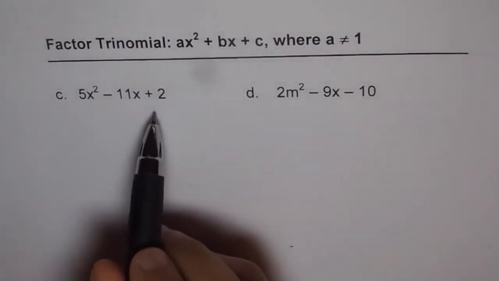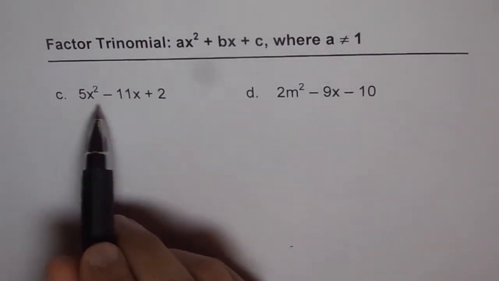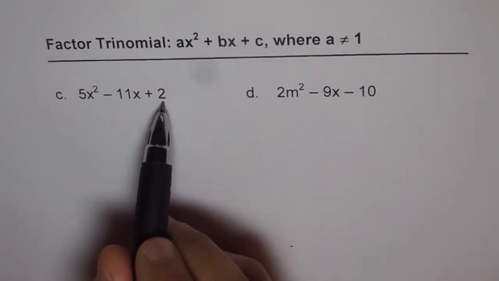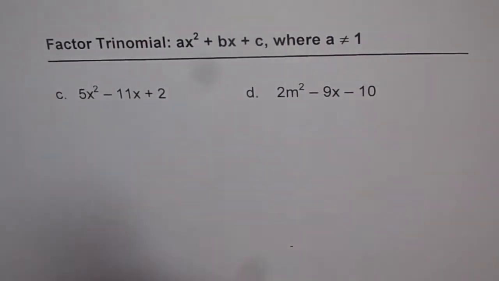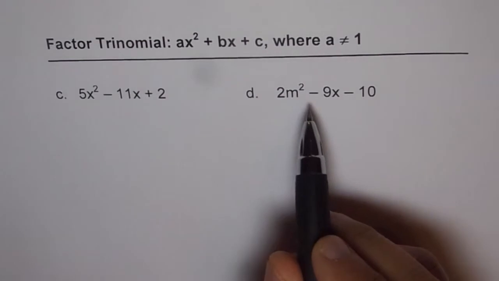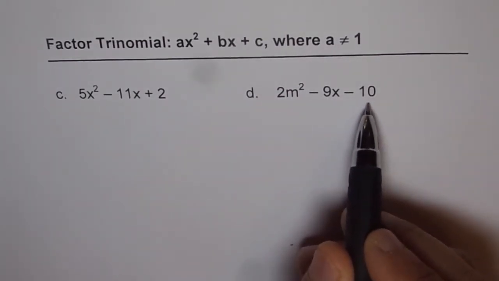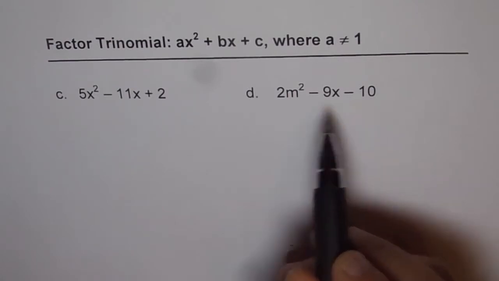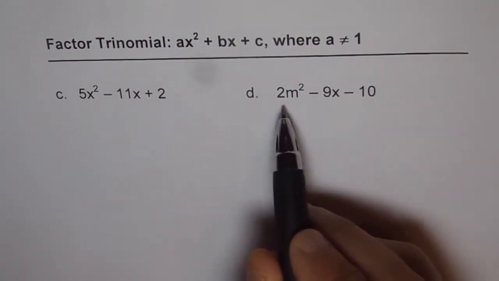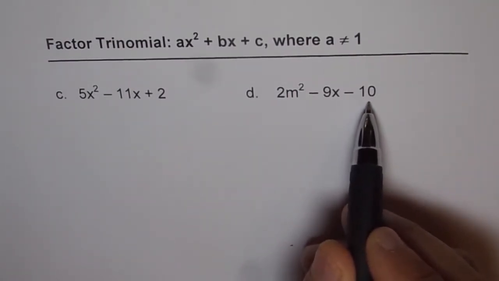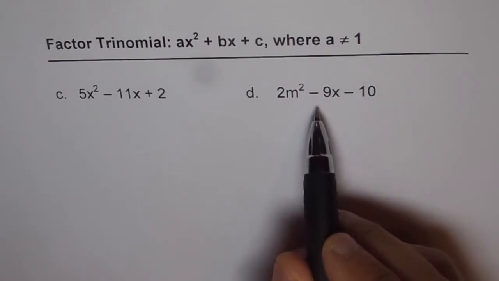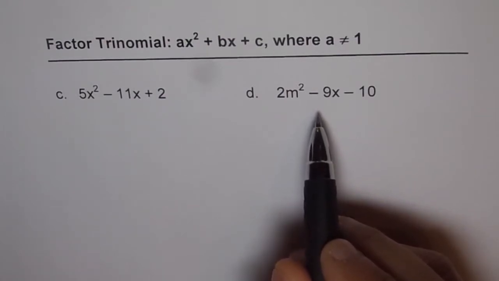So we are looking for two numbers whose product is 5 times 2 in this case, and whose sum is minus 11. Now in the next one, we have 2m squared minus 9x minus 10. Here we are looking for two numbers whose product is minus 20, 2 times minus 10, and whose sum is minus 9. So you can pause the video, solve it yourself, and then look into my solution. Here is how I will do it.